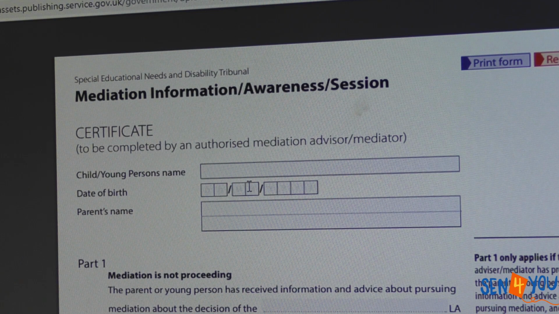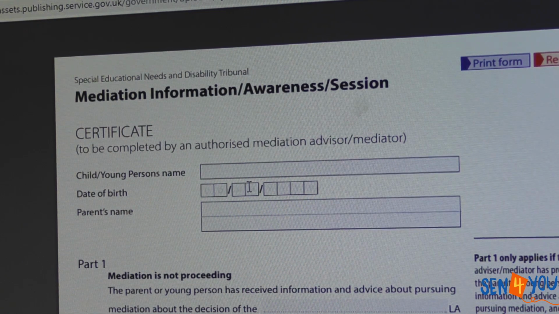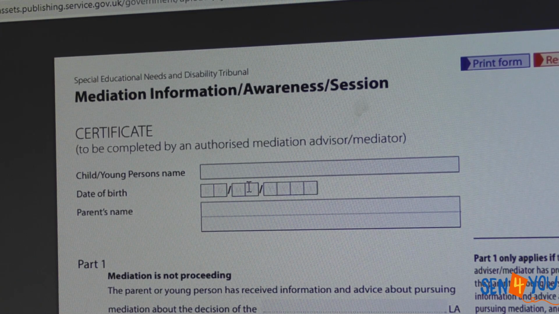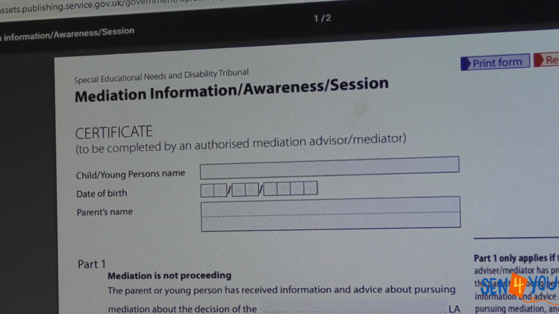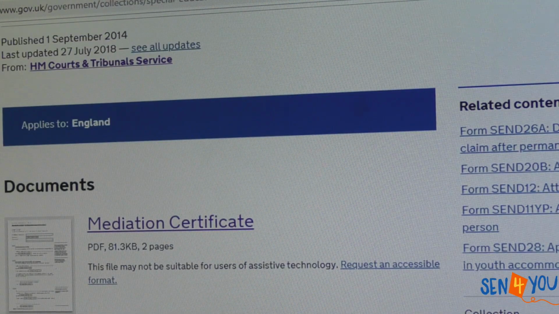Now, you get this certificate from the mediation provider that's been commissioned by your local authority. They're wholly independent of the local authority, and for all appeals other than where you appeal only against Section I, the named setting, you need to have a mediation certificate before the tribunal will accept your appeal.